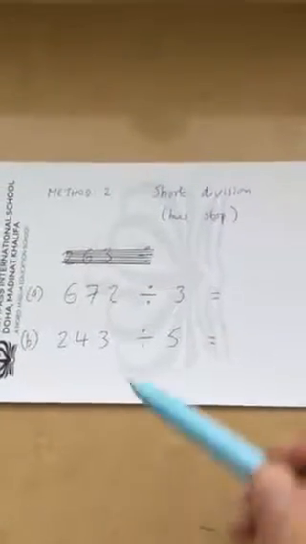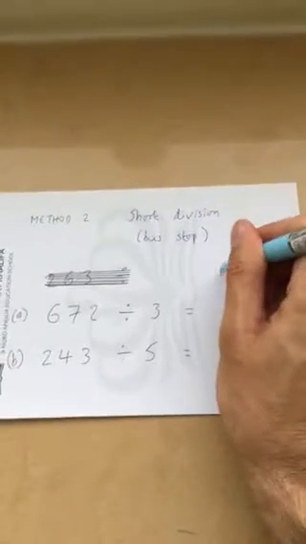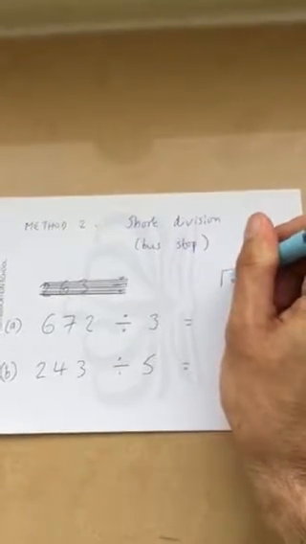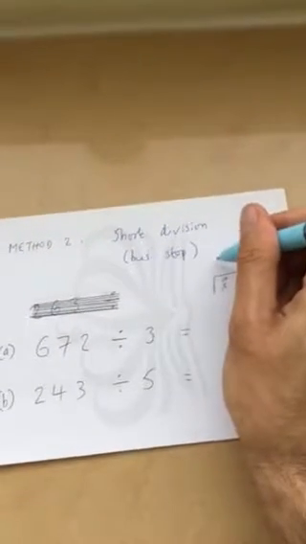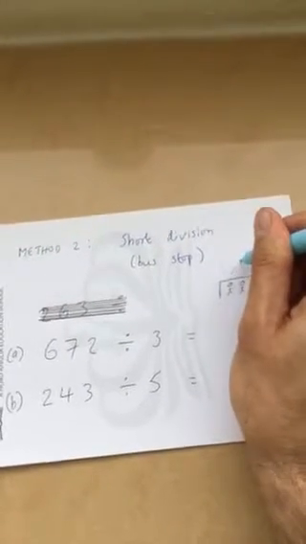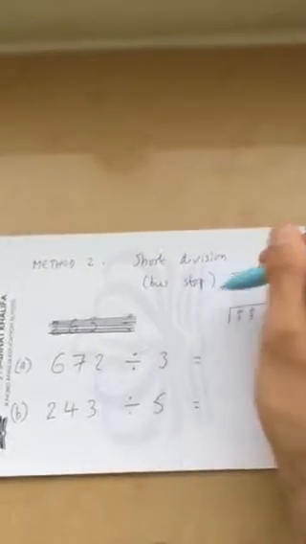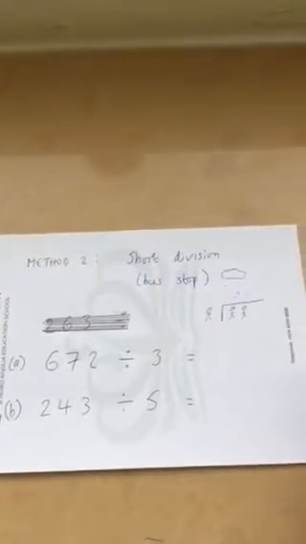Okay guys, method 2 is short division, bus stop. Why do we call it bus stop? It's because we're going to use this, which almost looks like a bus shelter. You could have some people in here, there they are, waiting for the bus in the shelter because it is raining. Unfortunately, there's one guy out here who's getting really wet.